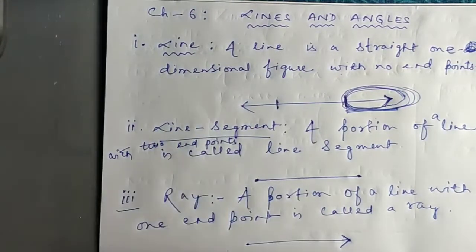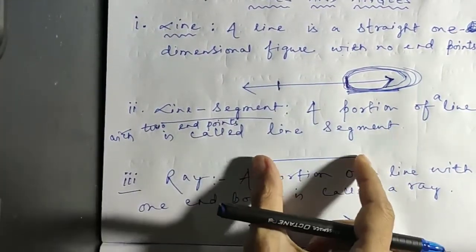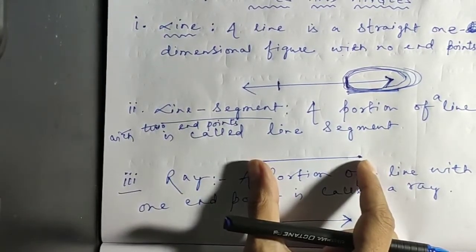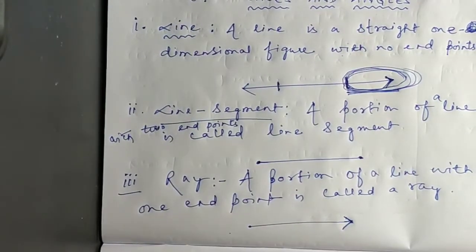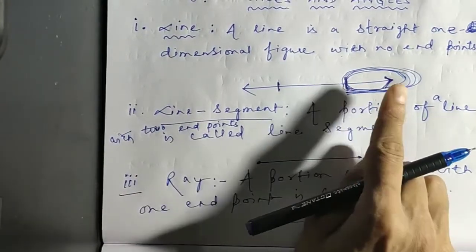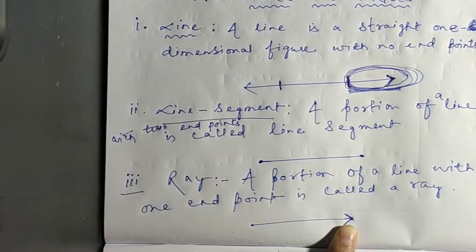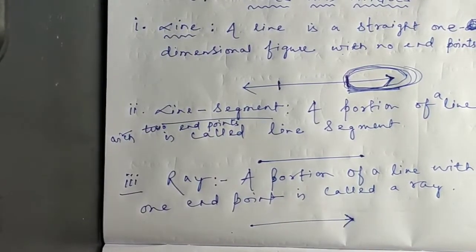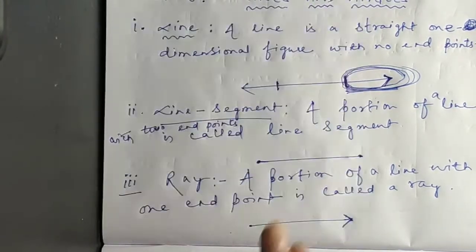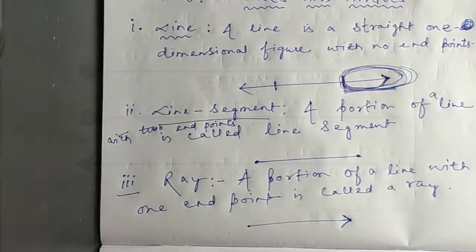Whereas a line segment is a portion of a line with two endpoints. Both the points are ends. Okay, that's why no arrow is there, as you can see. But a ray is also a portion of a line, but it has one endpoint, whereas the other is not an endpoint. So the other point is infinitely long, but one is the endpoint. In this way, these three terms differ from each other. Let us try to know some other points.